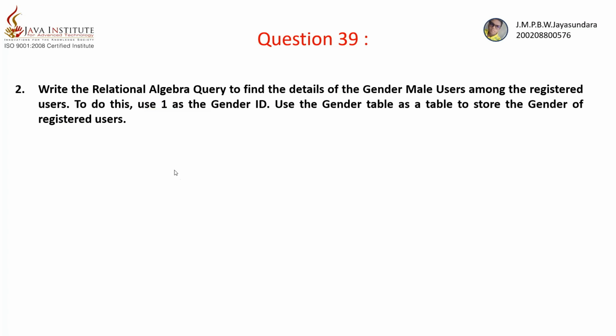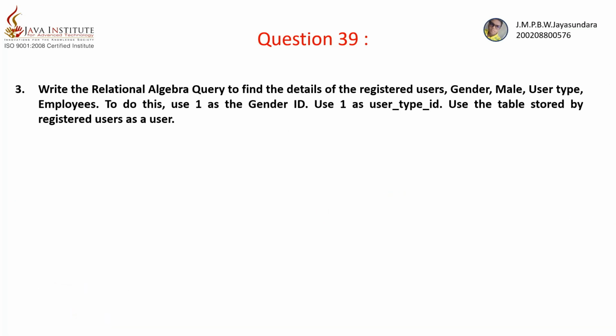So let's look at this. First we need to use the selection. After that we can use the condition. In here the condition is gender ID equal 1. After that we can mention this relation as user. So here we are going to select, and then the condition is gender ID is equal to 1. Gender ID column is available in user table. So the table is user.